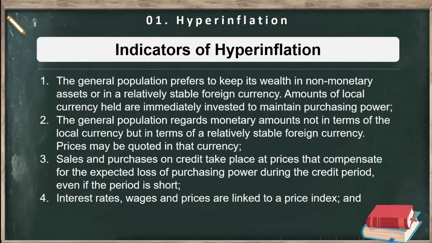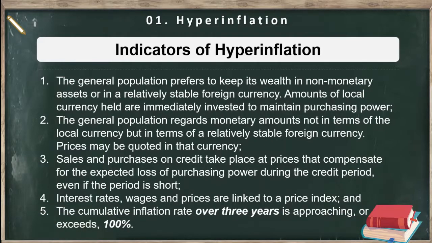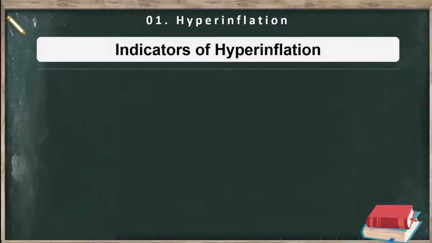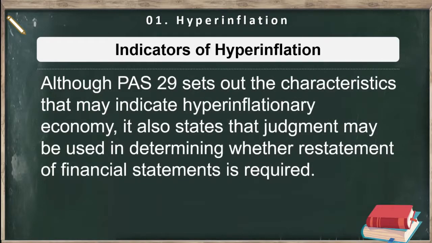Then, interest rates, wages, and prices are linked to a price index, and the cumulative inflation rate over 3 years is approaching or exceeds 100%. So, if these factors or these scenarios happen, these may indicate that there's already hyperinflation. Again, although PAS 29 sets out the characteristics that may indicate a hyperinflationary economy, it also states that judgment may be used in determining whether restatement of financial statements is required.